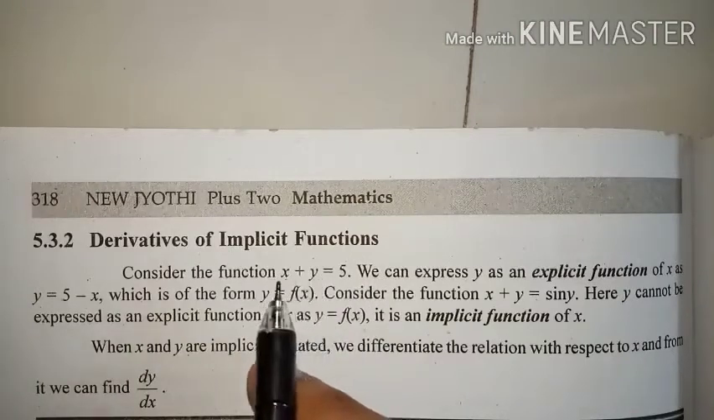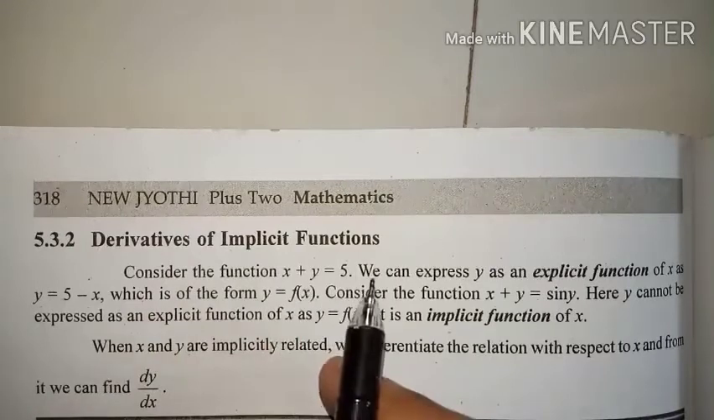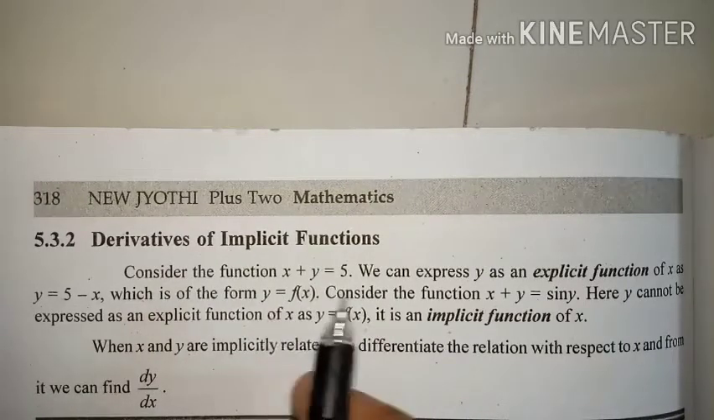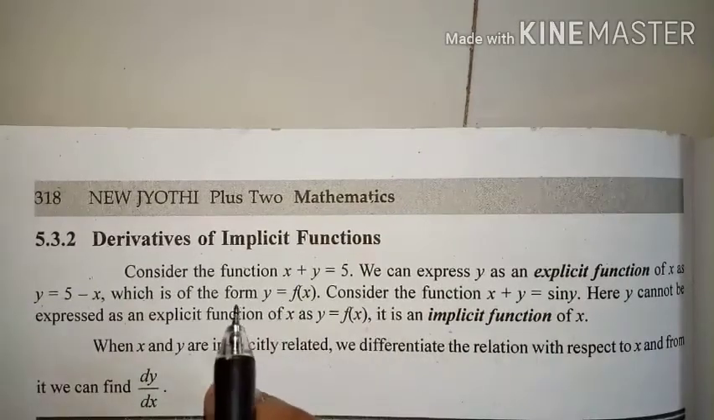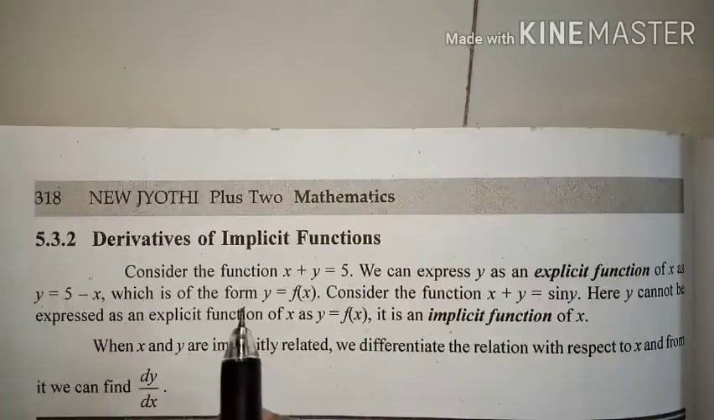Because x and y are free variables, it can be very easily shifted to my left or my right, and I can find the value of unknown y or unknown x. So such functions are called explicit functions. That means one can be written in terms of the other. That means y is equal to f of x form.